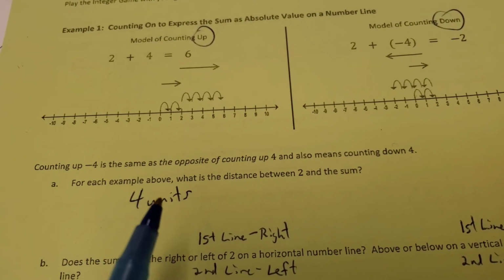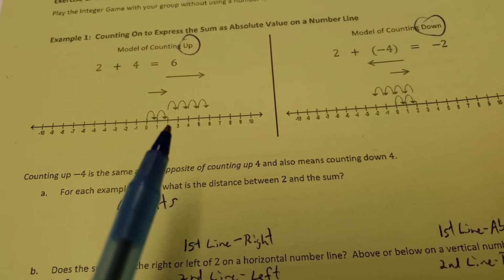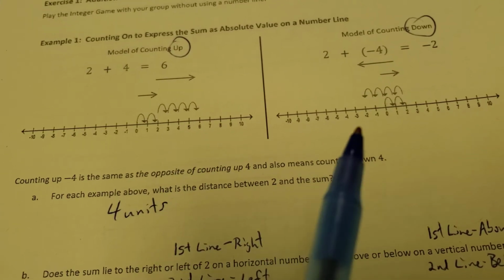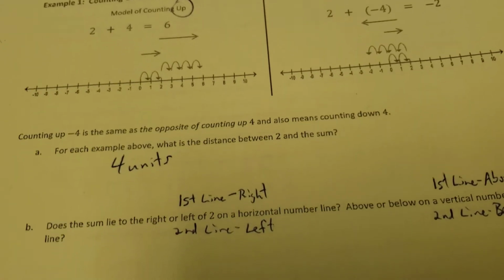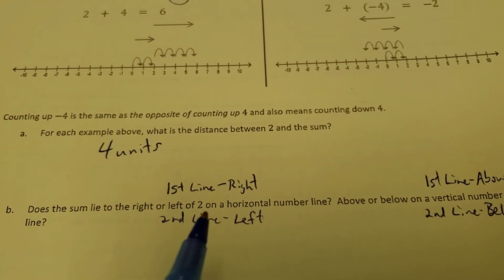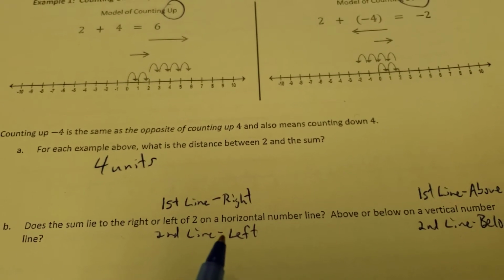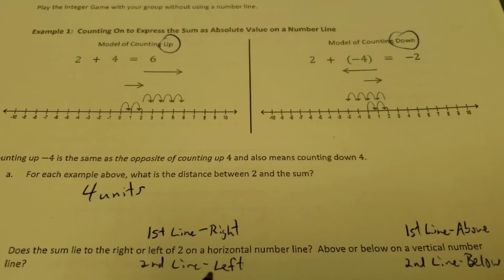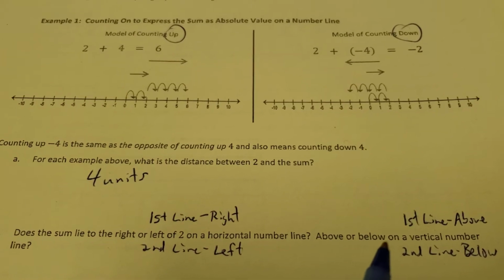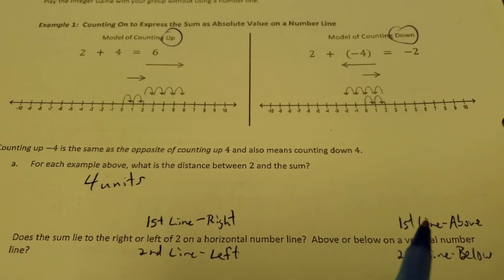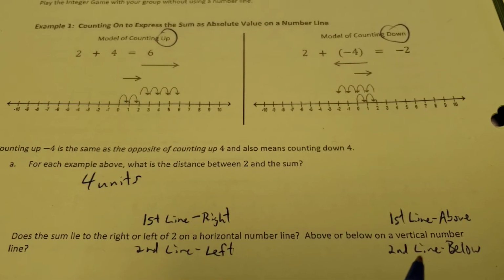For each example above, what's the distance between 2 and the sum? Between 2 and the final answer is 4 units here, and between 2 and my final answer is 4 units here. So does that sum lie to the right or to the left of 2 on a horizontal number line? Well, in the first line, it's to the right, and on the second diagram, we're to the left. Now, would that be above or below on a vertical number line? Well, if we had a number line going straight up and down, our first diagram would be above the 2, and our second diagram would result in going below the 2.